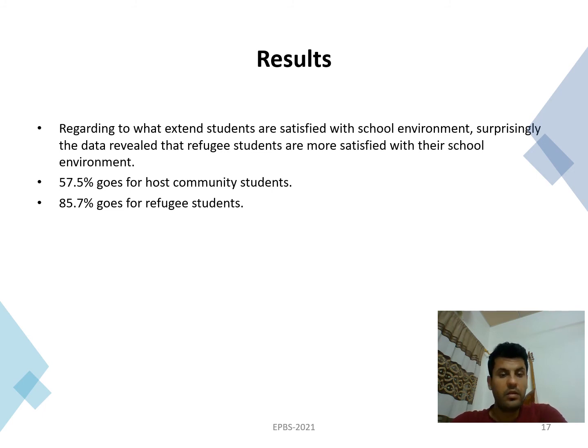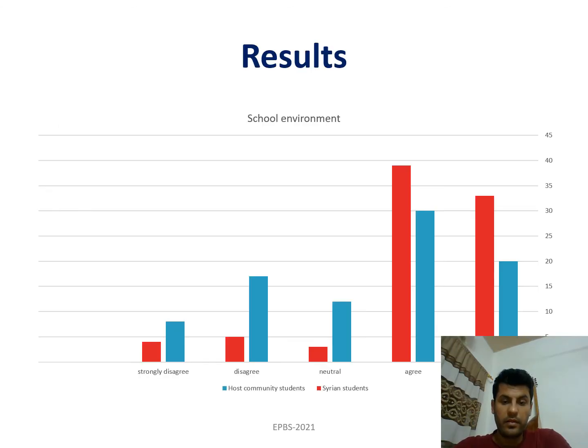85.7 of the refugee students were satisfied with the environment of their schools, while only 75.5 of the host community students were satisfied with the environment of their schools. As you see in the graph, this shows how many students are satisfied with the environment of their schools.